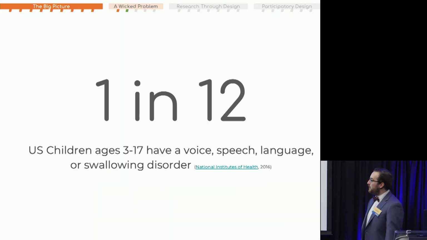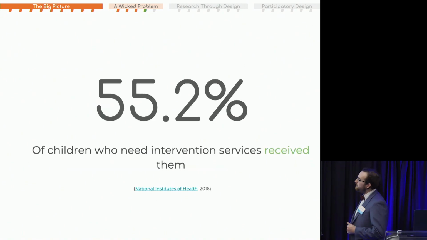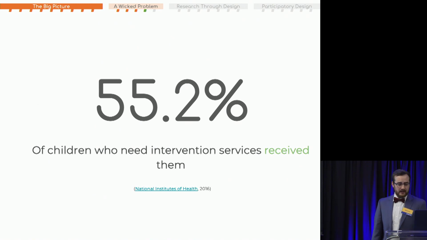1 in 12 US children aged 3 to 17 have a voice, speech, language, or swallowing disorder. 34% of those children have multiple conditions, and 25.4% of those children have multiple communication disorders. 55.2% of those children who needed intervention services receive them. It makes you think about, what about the other half, right? Up to 70% of speech-language pathologists in America have a waiting list indicating a shortage in the workforce. So people who need speech therapy can't get it. Boys are more likely than girls to receive intervention services, and white children are more likely than Black or Hispanic children. So this is a big problem.